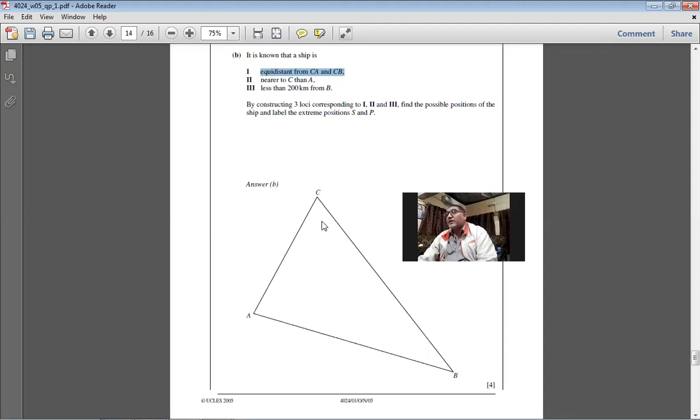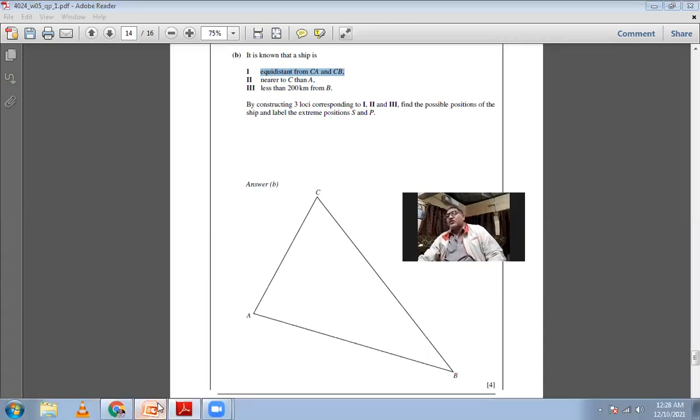So we will draw the angle bisector of the angle ACB. Angle bisector of the angle ACB. So let me show you how this is done.